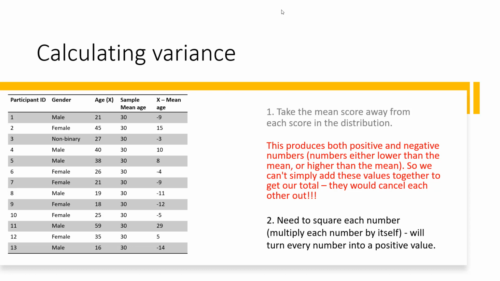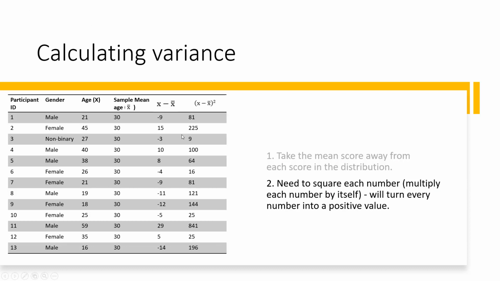Okay, so I'll assume that you've started the video again. So what we need to do is square each of these numbers. So that means multiplying the number by itself. And when we do that, we will get a positive number for each person.